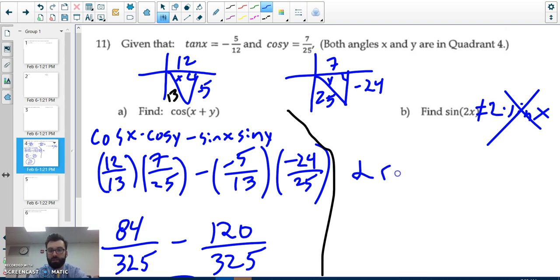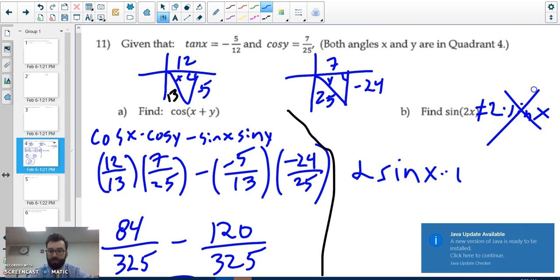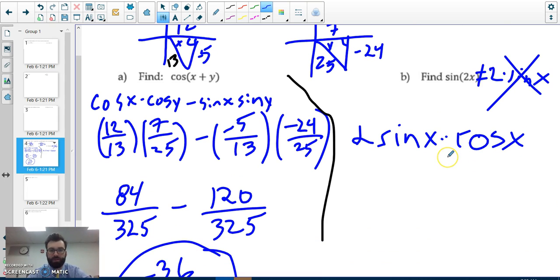2 sine. This is just great. Why does this happen to me? Sine x times, do I just write too fast? Oh! I'm going to lose it. Look at that. Cos x. I'm going to lose it.